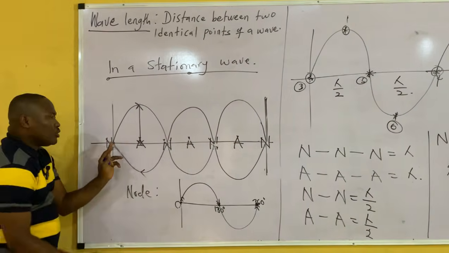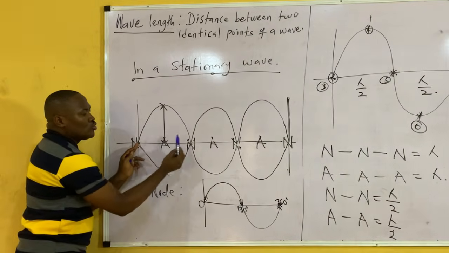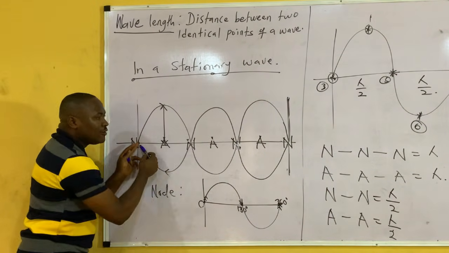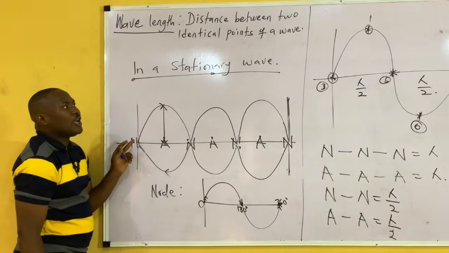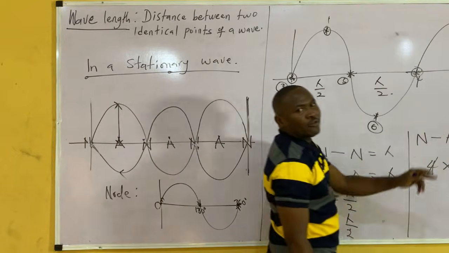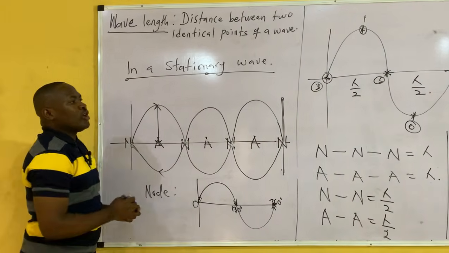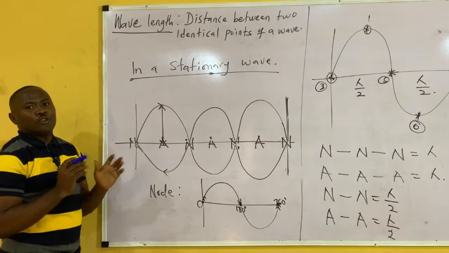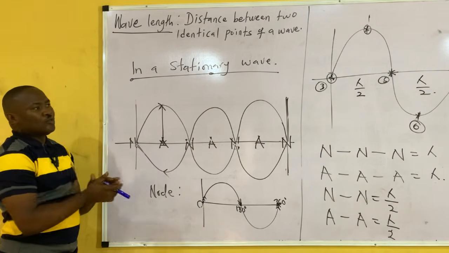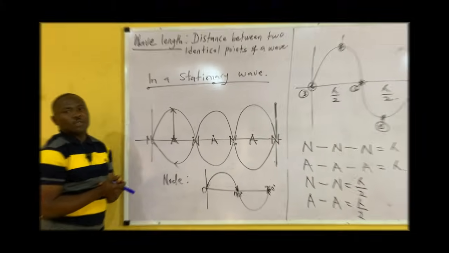So it means between 1, 2, 3 successive nodes, we have a full wavelength. But between 2 successive crests, we have a complete wavelength. So in my next video, I'll be showing you various questions and how we can calculate wavelength in full using all of these explanations. Thank you.